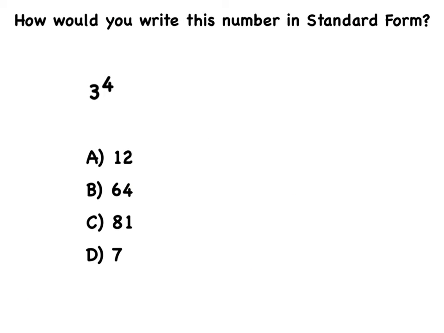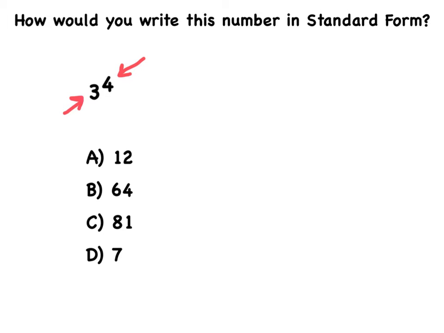How would you write this number in standard form? 3 to the fourth power. To work out exponents, you need to think of them as multiplication problems. In this problem, the 3 is the number that you are multiplying, the base number, and the 4, the exponent, is how many times that you're multiplying it.